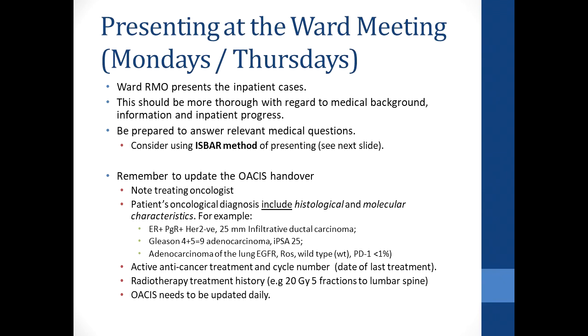For example, in breast cancer, we expect that you know what their ER, progesterone, and HER2 receptors are, and what the size of the tumor is. In prostate cancer, I expect you to know what the Gleason score is, if available, and what the initial PSA and the PSA trends are after each therapy. In lung cancer, for example, the type of cancer, such as adenocarcinoma of the lung, what the molecular status is, for example EGFR, ROS, whether they are wild type or carry a mutation, and what their PD-1 status is and how many percent is expressed.